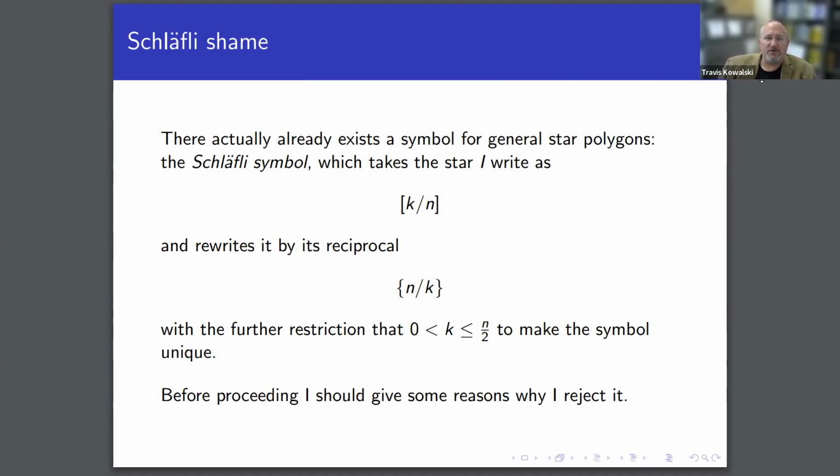And he has the further restriction that k is always positive and smaller than n over 2, so as to prevent that multiplicity of naming conventions. So since this has been around for quite a long time and it's used in the theory of polytopes, I should maybe give some reason for why I'm rejecting it out of hand.